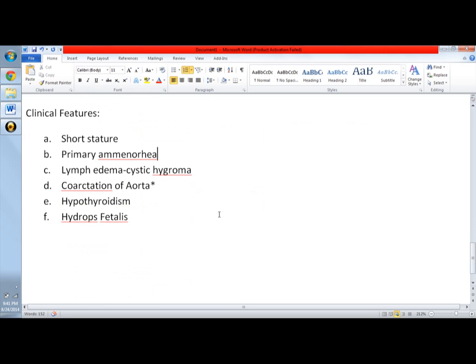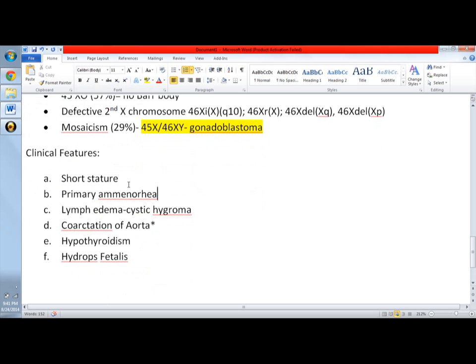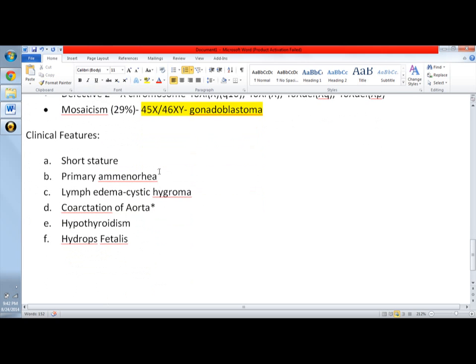For the clinical features, a patient will come to your clinic with short stature and primary amenorrhea. For example, she's already 17 years old and still does not have her menstrual cycle. With this one, the atrophic streaked ovaries will actually lead to, can you guess? Infertility.